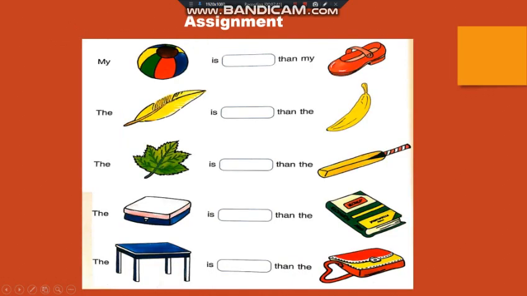Yes student, this is your assignment. Note down the assignment in your maths copy. Indicate which is heavier or lighter and share the assignment in a group.